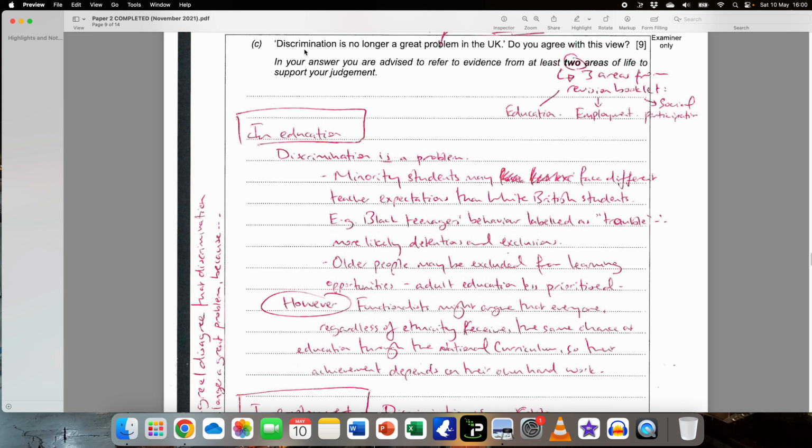Then you need to say why discrimination is not a problem in education, in this area of life that you've picked. So I've said, however, functionalists might argue that everyone, regardless of ethnicity, receives the same chance at education because we have a national curriculum that everyone goes through, so their achievement depends on their own hard work.